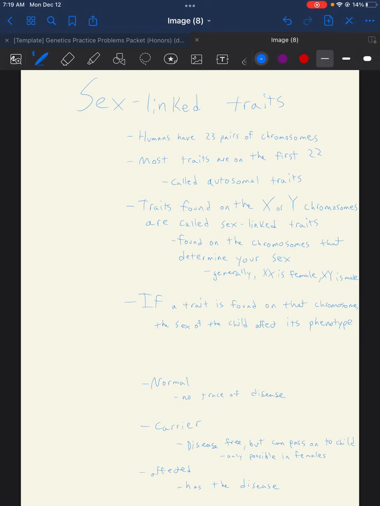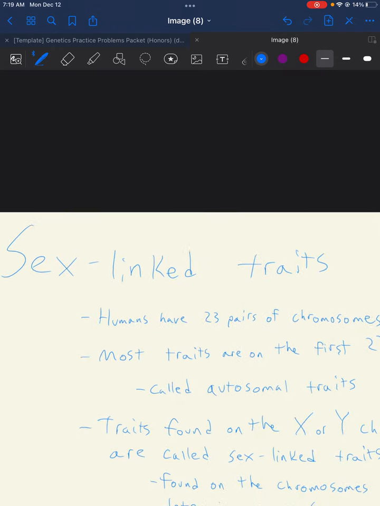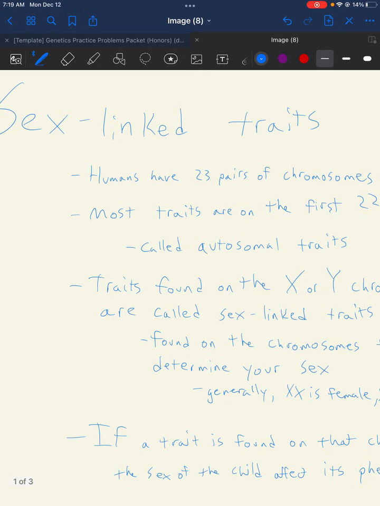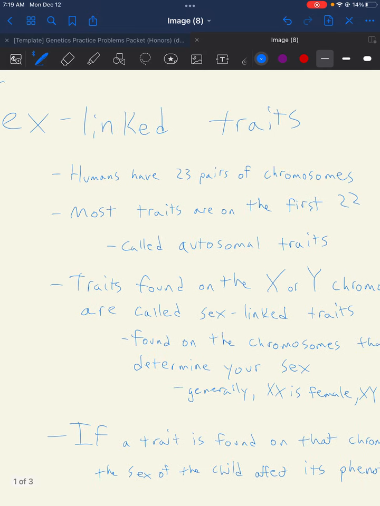We are in part 5 where we are looking at a special type of trait called a sex-linked trait. Now, most humans have 23 pairs of chromosomes. That gives us 46 total, 23 pairs. Most of your traits, your hair color, your eye color, your height, all those things that make you you are going to be found on the first 22 chromosomes.